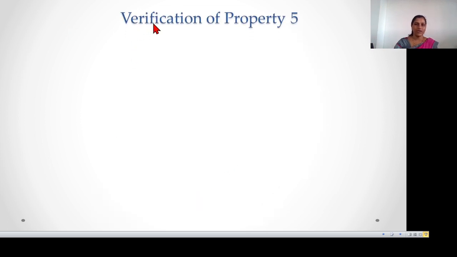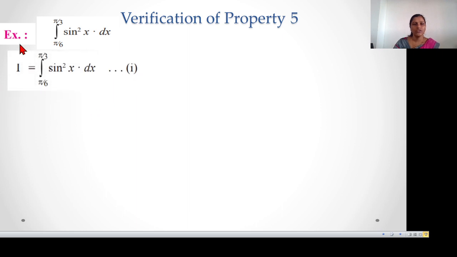Now we will see one example for verification of property 5. The integral from pi by 6 to pi by 3 of sine square x dx. So let I be equal to this term, and we call this equation number 1. By using property 5, we can replace this x with upper limit plus lower limit minus x. So we get this step.